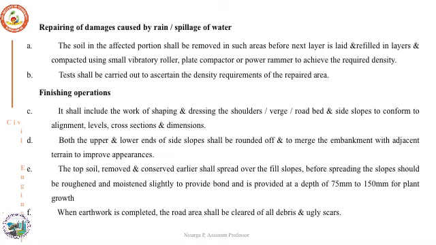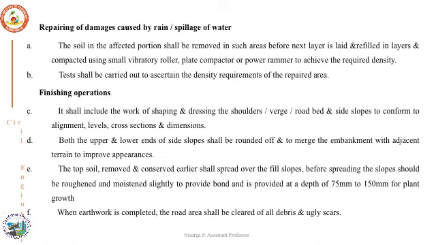And the finishing operation has to be done. The work includes shaping and dressing the shoulders, verge, road bed and the side slope to conform to the alignment, cross section and dimensions as per the plan. Both the upper and lower ends of the road side slope shall be rounded off to merge the embankment with the adjacent terrain and improve the appearance.